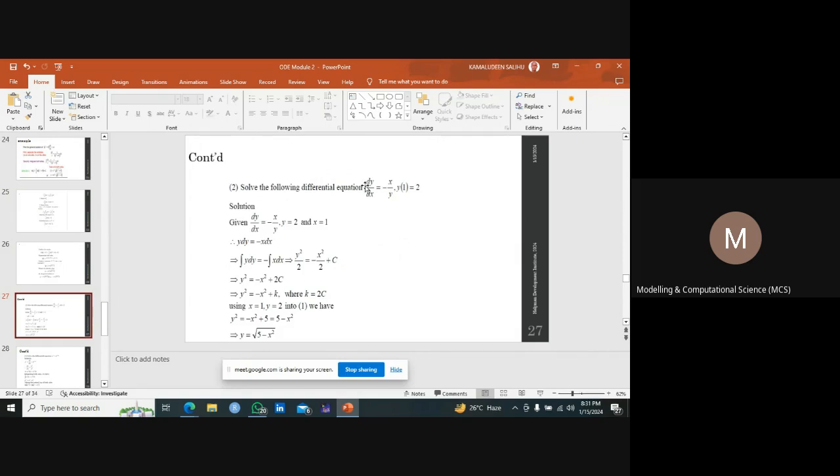Then multiplying y to both sides, you have y dy equal to negative x dx, which is what we're having. So after separating the variables, the next step is to integrate both sides. Integrating y dy, you have y squared.